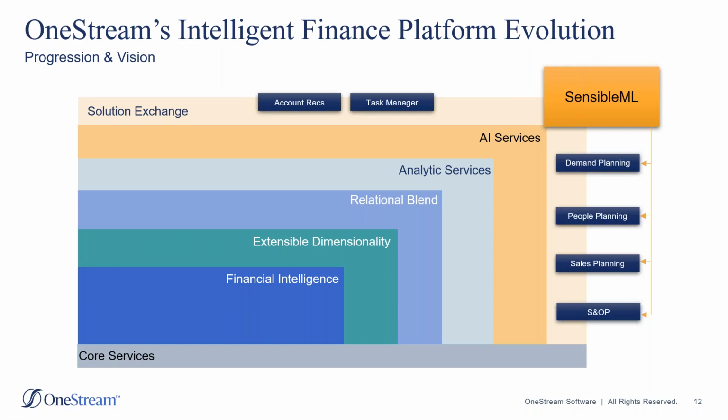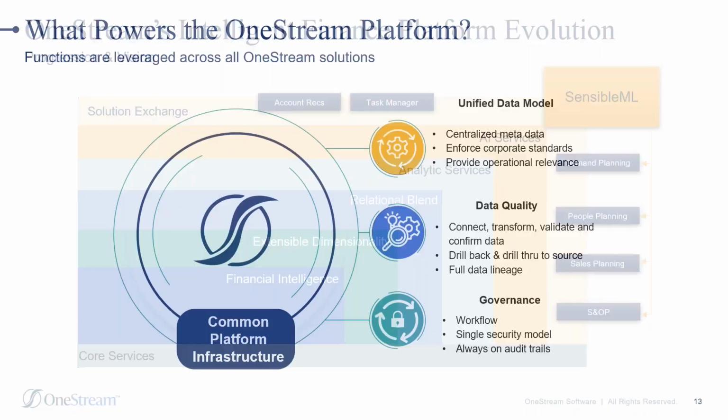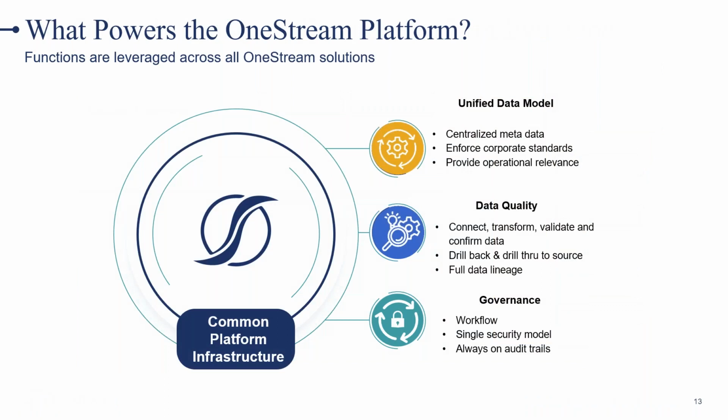So I'm going to go through my demo, and as I do, I'm going to walk through some examples of these. Now, the first thing I mentioned was our core services, and as I mentioned, it's a unified data model using a centralized metadata structure. A data quality engine runs this whole process. Again, we don't need an ETL tool.